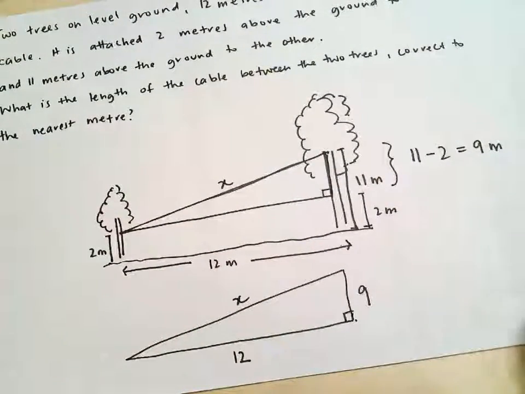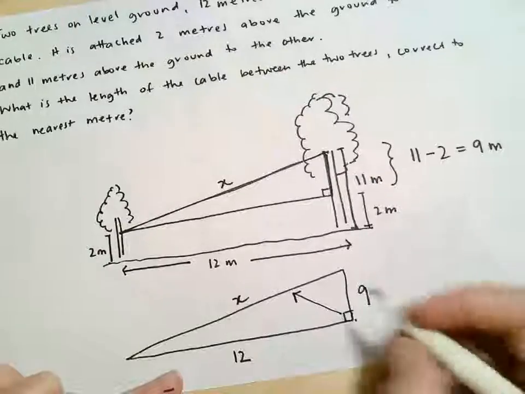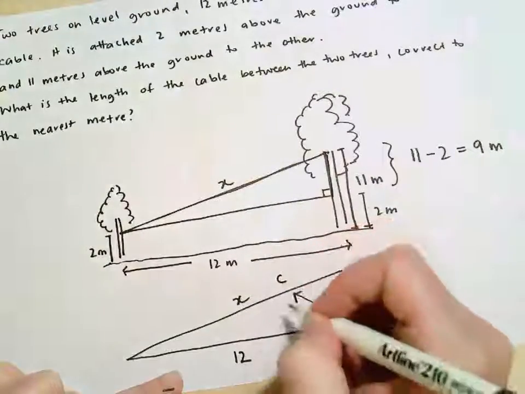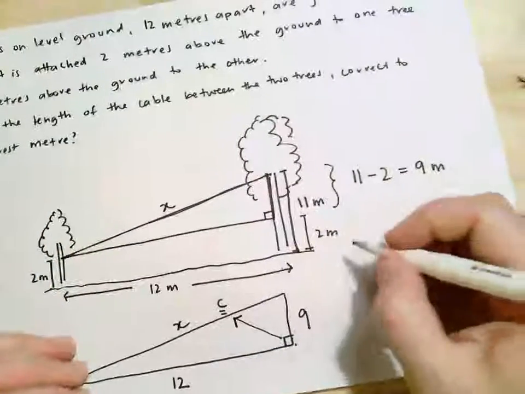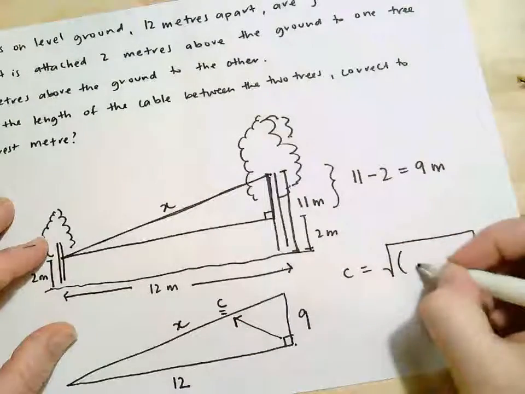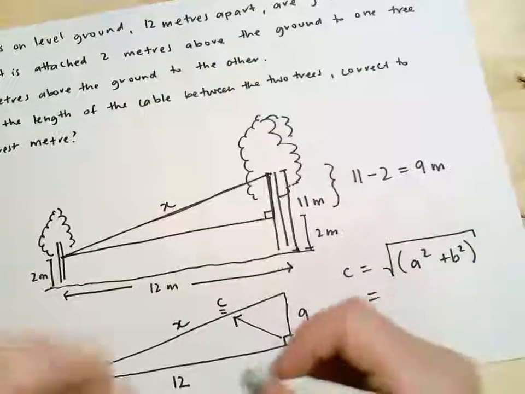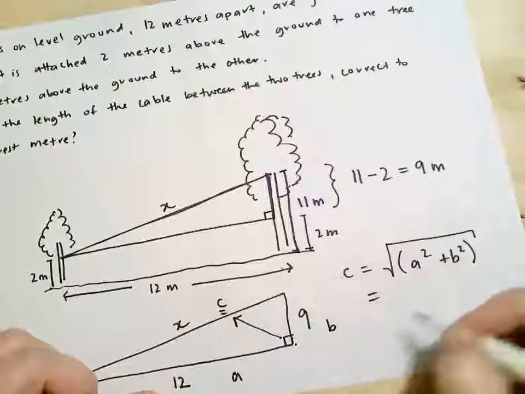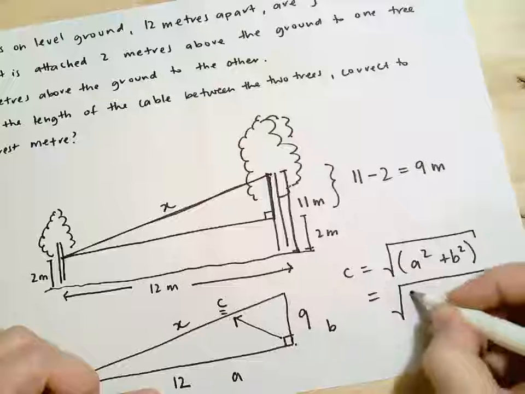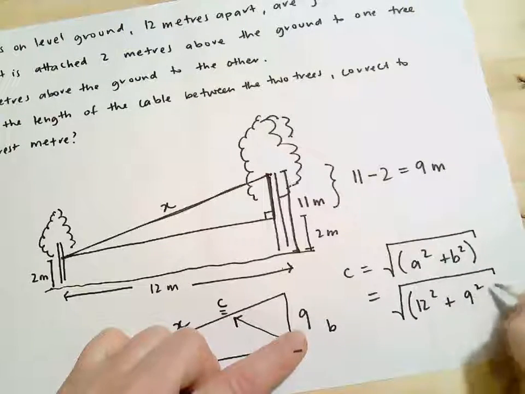So here I've got to say, am I trying to find a hypotenuse or shorter side? Well, I'm trying to find the side that is longest or opposite the right angle, so I'm trying to find my hypotenuse, which I represent with the letter C. And so then I use my formula for the hypotenuse. C equals the square root of a squared plus b squared. Again, it doesn't matter which is a and b, I'm going to call them a and b. Square root of, I plug in, my a was 12, my b was 9.